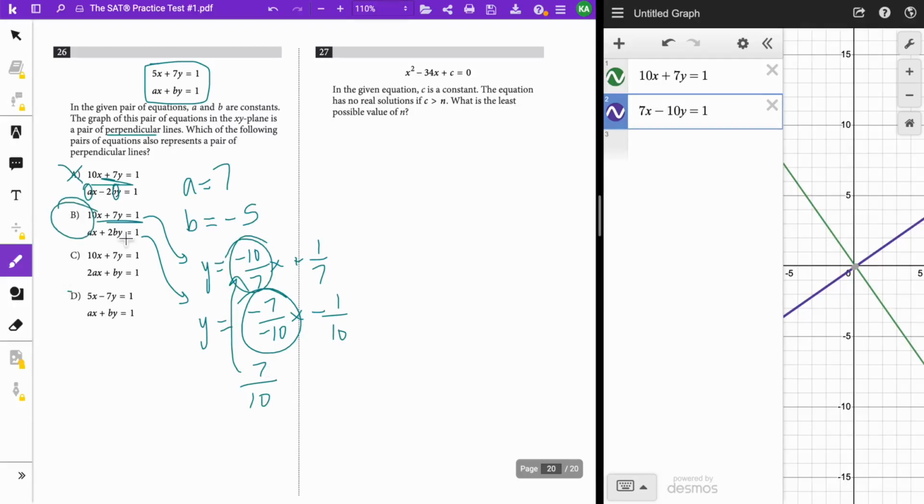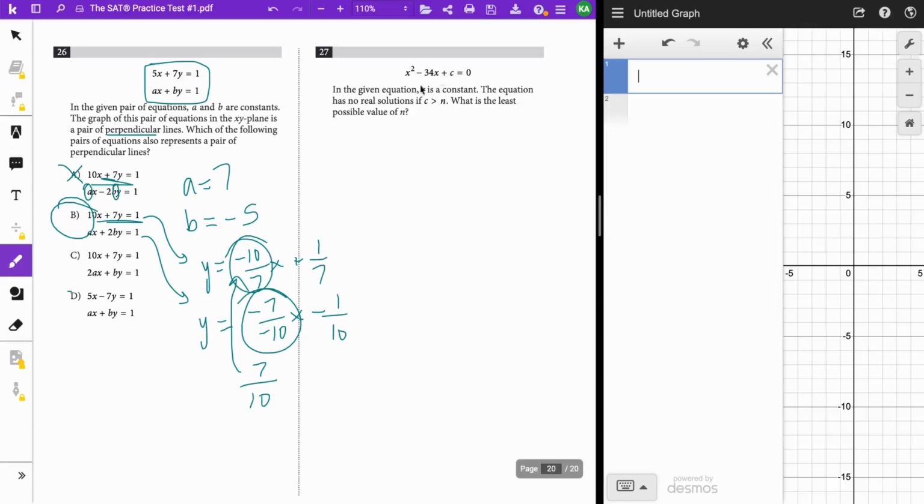And then finally, 27, they say that C is a constant. The equation has no real solutions if C is greater than a certain number, n. What's the least possible value of n? Well, let's see. X squared minus 34x plus C equals 0. Now, the problem is that it says we only support implicit equations of x and y. So what we'll do here is instead of saying equals 0, let's say y equals that. Okay, Desmos is, for whatever reason, happier with that setup.